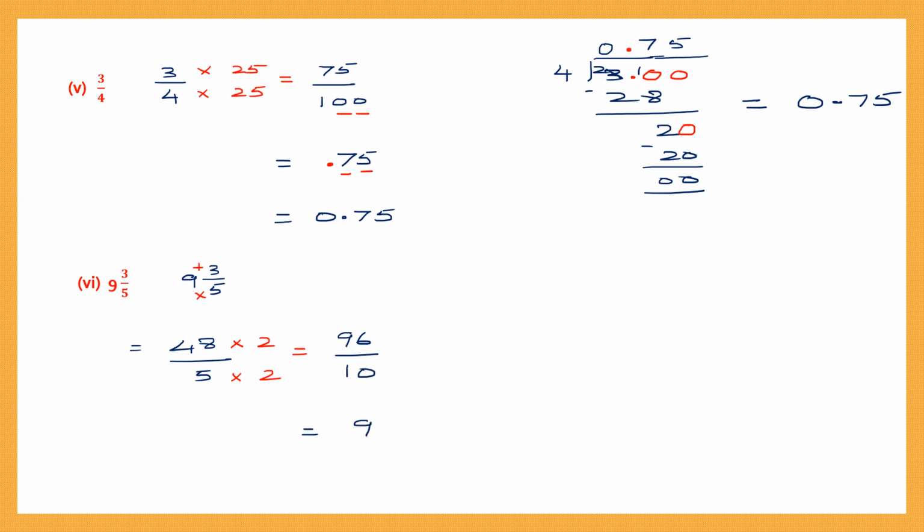So we have 96 by 10. Let's write 96. Now let's look at the denominator. There's only one zero. So our point will move only one place to the left. So it's here. So what is our final answer? Our final answer is 9.6.